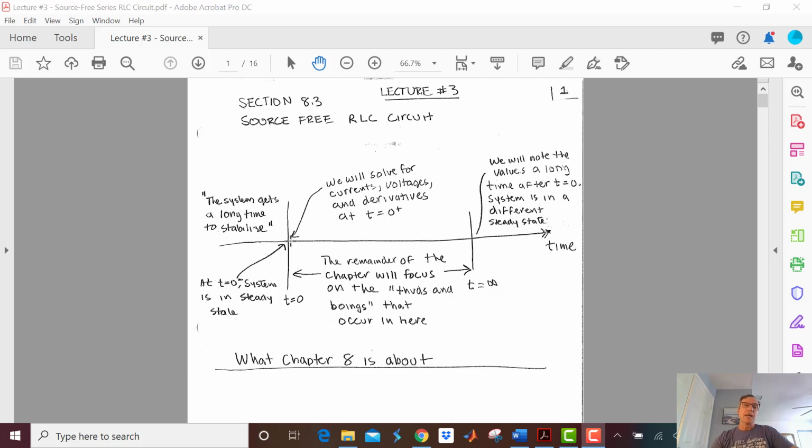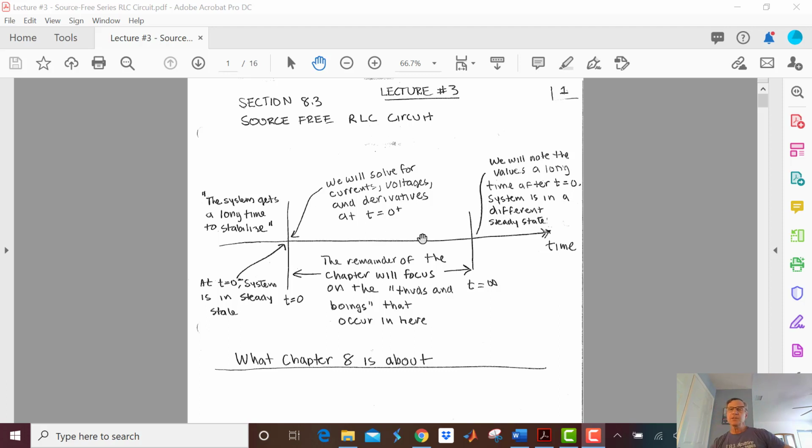Okay, so at t equals 0, the topology of the circuit changes, and we have this epoch that we call t equals 0 plus. We're going to solve for currents, voltages, and derivatives at t equals 0 plus. That's what we've done in the last couple of lectures. The remainder of the chapter is going to focus on what happens in here and out past here. Or in other words, at t equals 0, we're going to get some kind of a big thud, or a boing, or some sort of transient behavior.